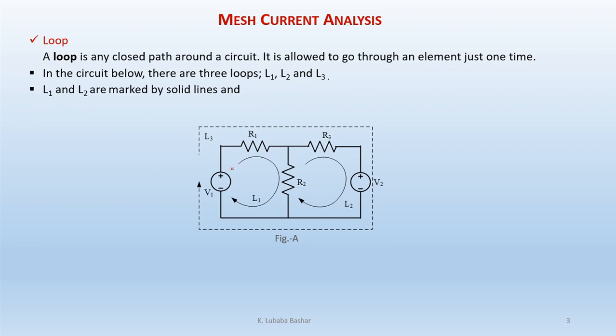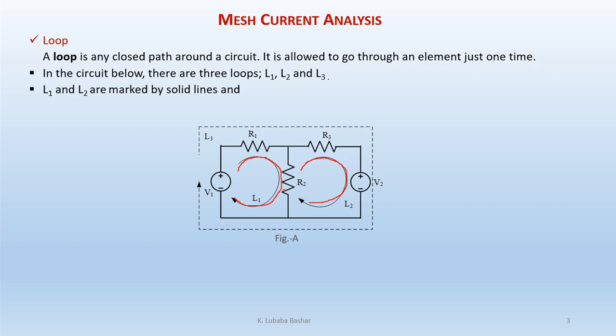Loop L1, which goes from V1 to R1 to R3 and back to V1 again. That is, this loop contains three parameters, V1, R1 and R2. You are considering each parameter just once. Okay. Similarly, L2 is a loop. It contains R2, R3 and V2.